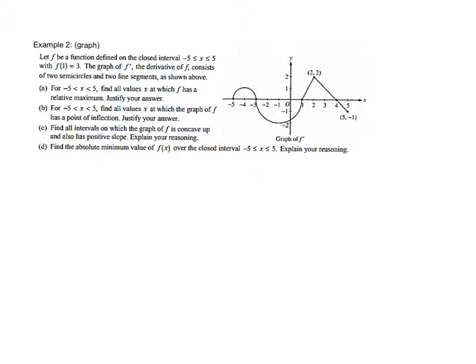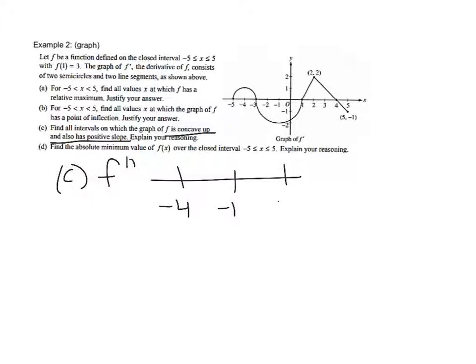So part C, find all intervals on which the graph of f is concave up and has a positive slope. So we have two things going on here. F is concave up and also has a positive slope. In order for f to be concave up, that's the second derivative, right? So maybe I shouldn't have erased my second derivative graph here. Let's put that back. So f double prime we had was -4, -1, and at 2.